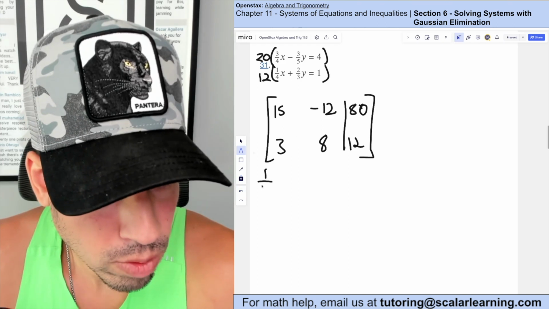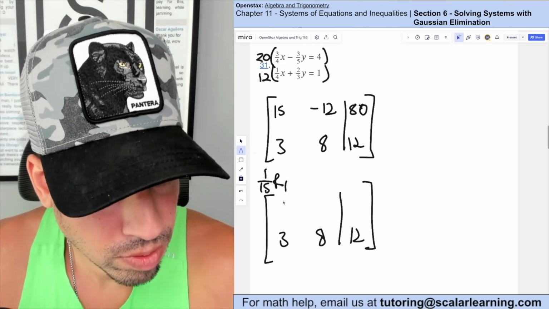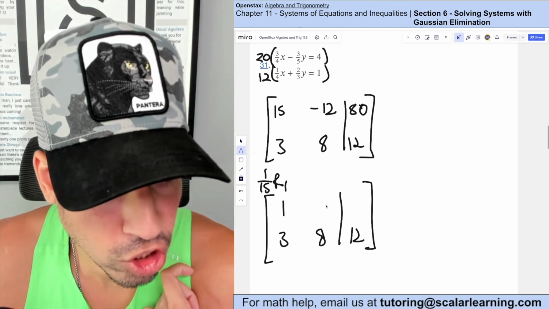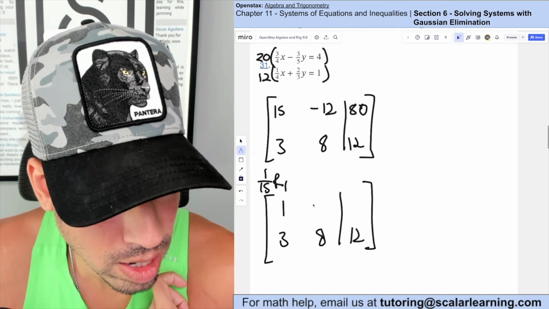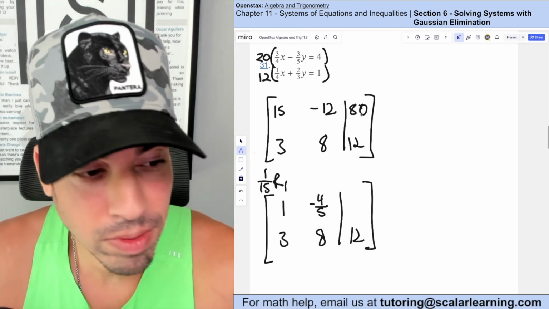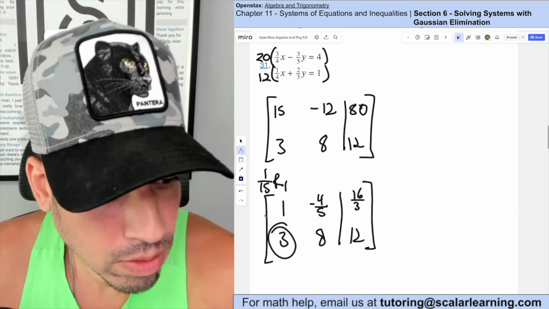So I'm going to multiply row 1 by 1 over 15. Let's write that out. 1/15 times 15 is 1. 1/15 times negative 12 is negative 12/15, which, if you divide by 4 and 4, is negative 4/5. And then 1/15 times 80 is 80 over 15, which can be reduced to 16/3. Next, I'd love to flip that to 0.